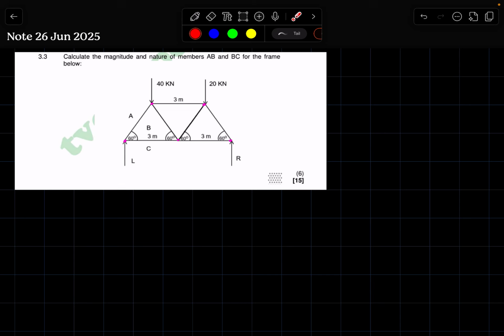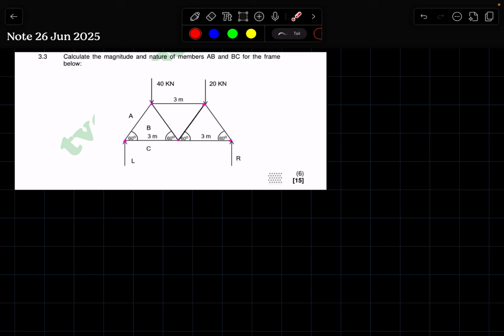The problem statement reads as follows: calculate the magnitude and nature of members AB and BC for the frame below. Member AB is this one, and BC, you have B, you have C, so they're referring to this member. So they want us to calculate the magnitude and nature of these two members, AB, which is this one, and BC, which is this one.